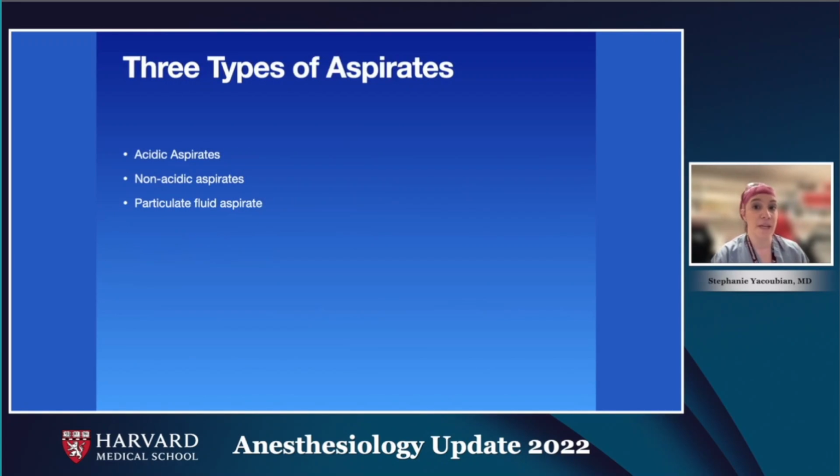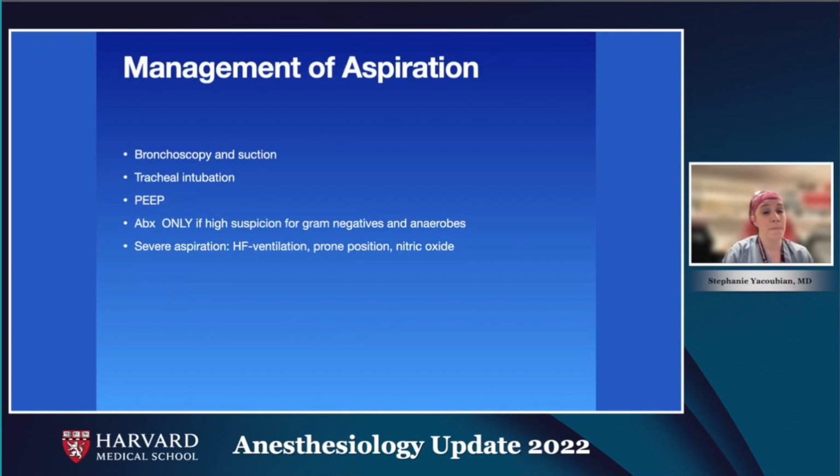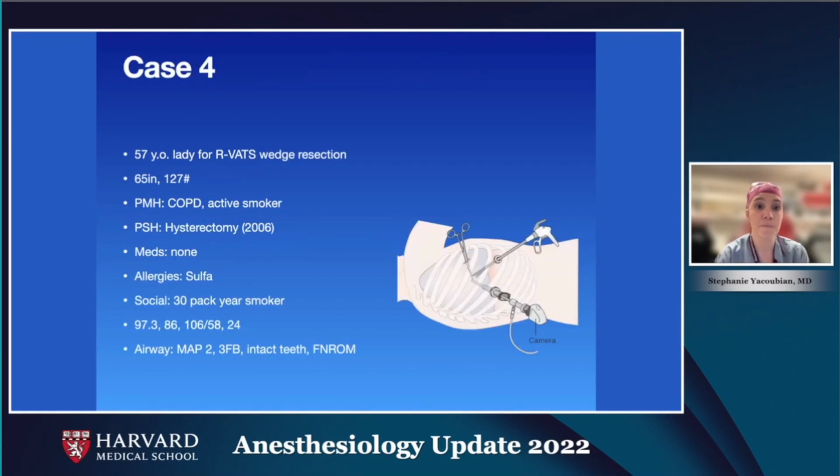We can have 3 different types of aspirates. It could be acidic, non-acidic, or particulate, and the patient will eventually develop, after an aspiration event, hypoxemia, fever, tachypnea, rales, cough, pneumonia, signs of pneumonia on their chest x-ray. To manage them, like we said, the most important thing is to bronch and suction out as much as you can once the aspiration event happens, to intubate the patient and to do mechanical ventilation with PEEP. Antibiotics are only indicated if there's any suspicion of a gram-negative or anaerobic infection.